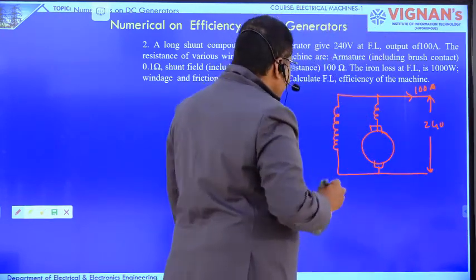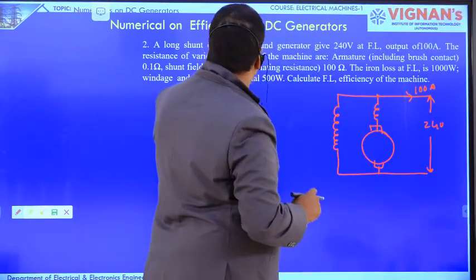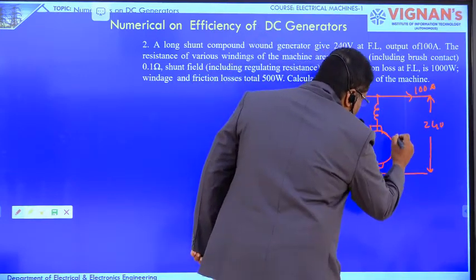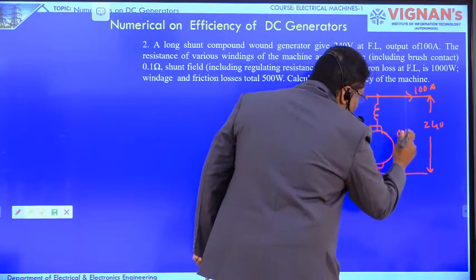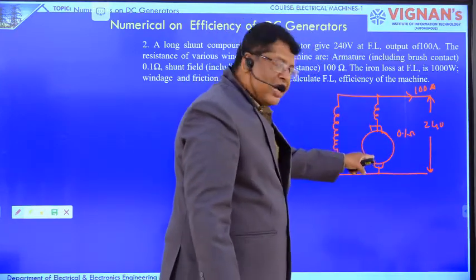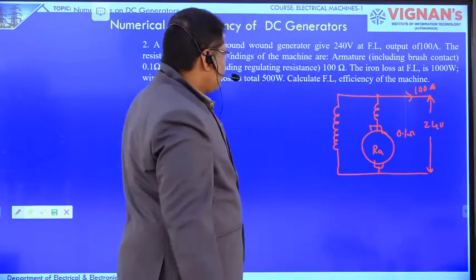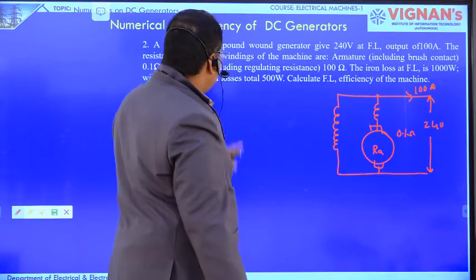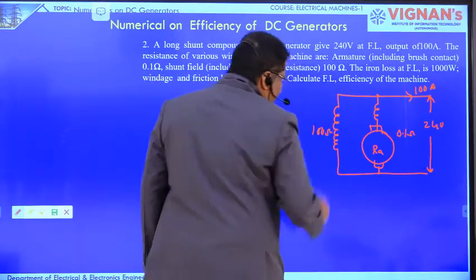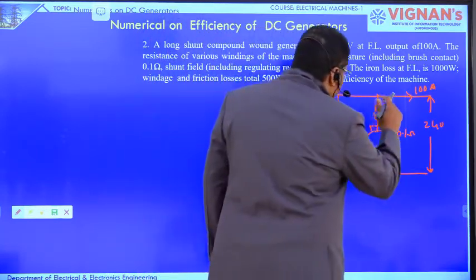The armature resistance as well as the series field resistance, everything is given as the total resistance 0.1 ohm. That's why I have written separately outside. It is representing the series field resistance as well as the armature resistance.